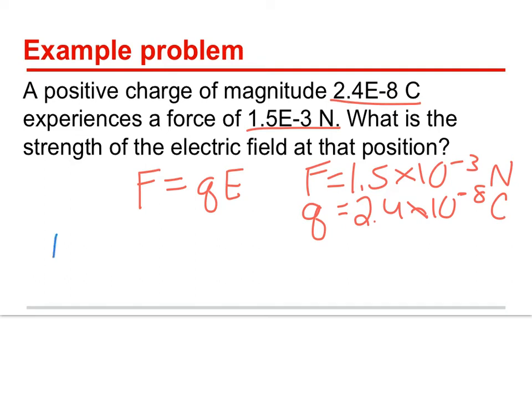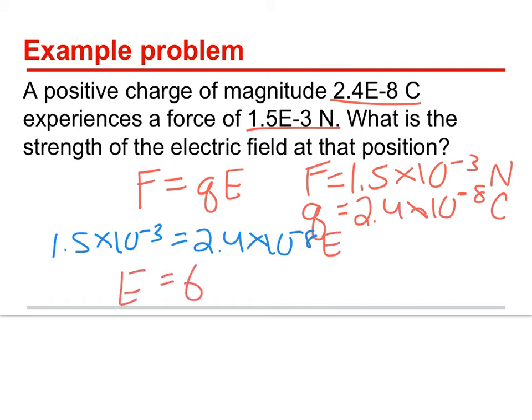So let's plug that in. I have my force and my charge, and then I'm solving for E. So for my answer, if I divide, I'm going to get 62,000 newtons over coulombs.